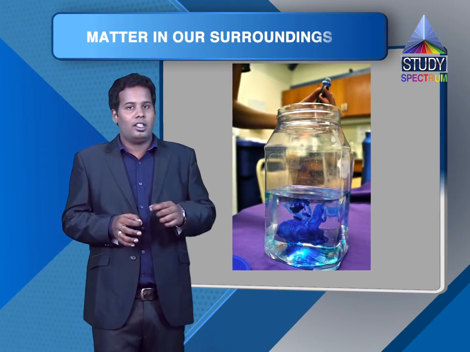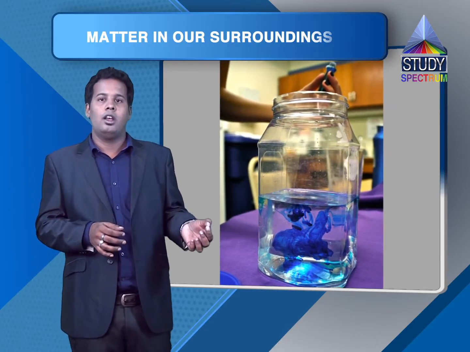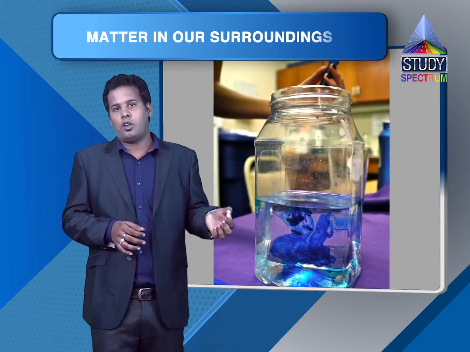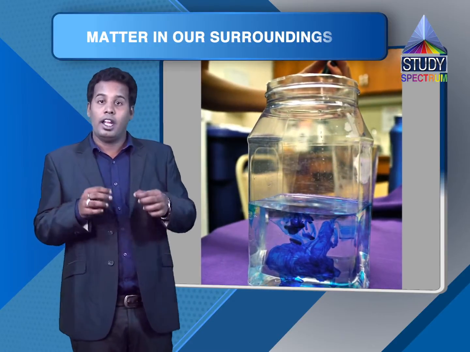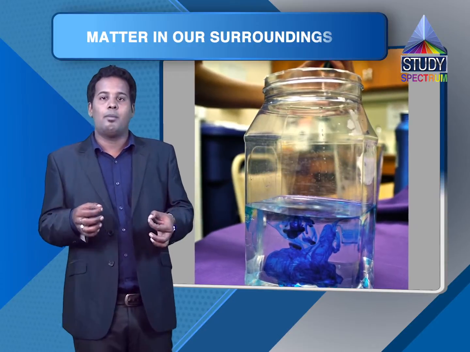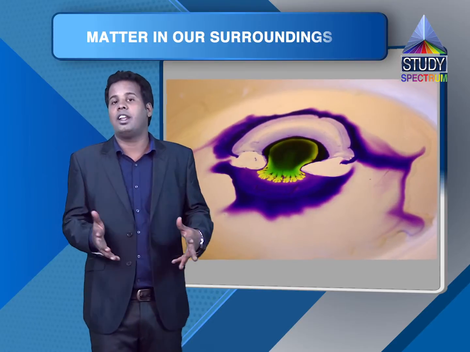It tells us that it is showing the first property, that particles of one type of matter get into the spaces of particles of the other type of matter. It also tells us that particles are continuously moving. Correct? So this was the second example.